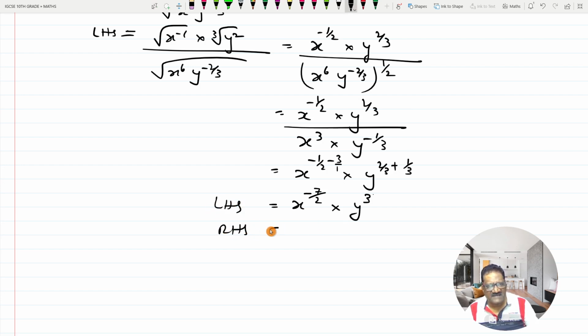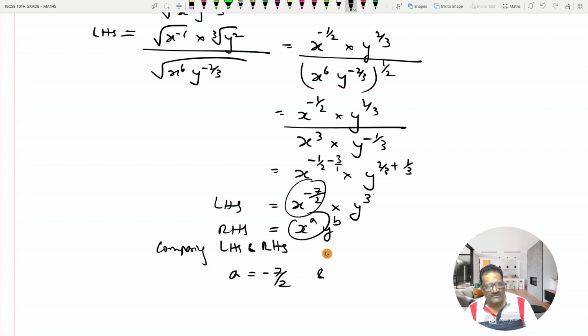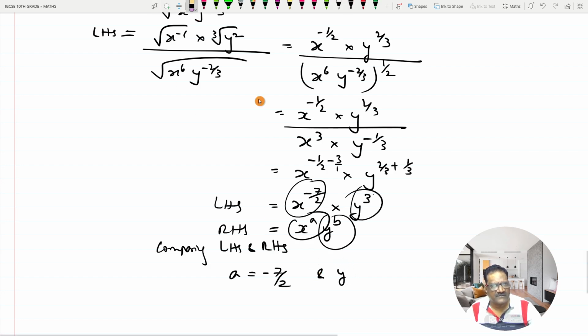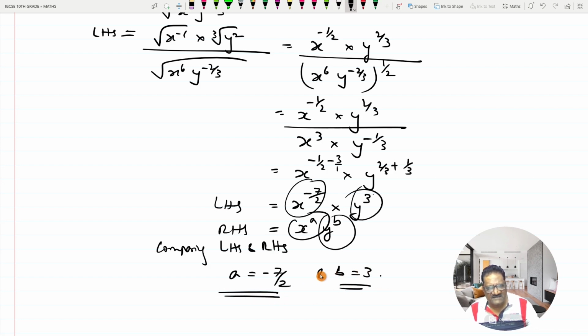Now my right hand side is given to me as x raised to a and y raised to b. Now comparing this LHS and RHS, what I get is, from this I get a is equal to minus 7 by 2, and from this I get b is equal to 3. So I get this as my answers. Okay, a will be minus 7 by 2 and b will be equal to 3. Okay, so that was question number 4.